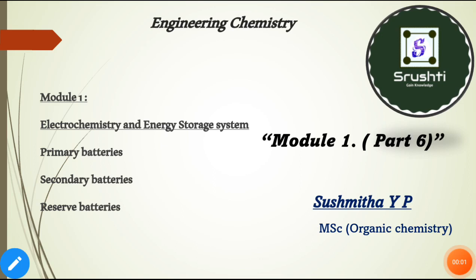Hello everyone. In this session we are going to learn what batteries are and what the classification of batteries is. Batteries are classified into three types: primary batteries, secondary batteries and reserve batteries. Firstly, we will study what batteries are and what their examples are.